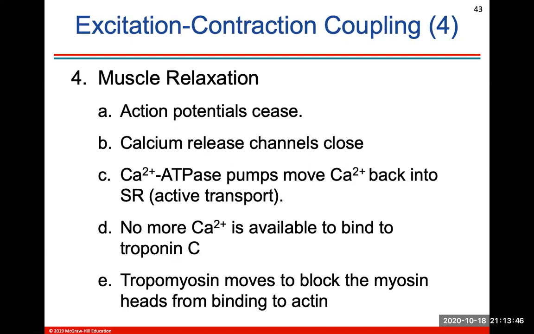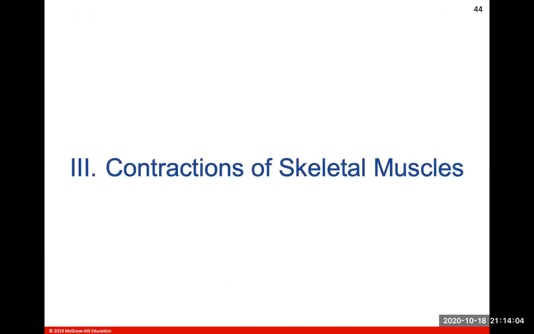The action potentials will stop, meaning there's no more stimulus going to that muscle. Calcium release channels close, and calcium will be pumped back into the sarcoplasmic reticulum. Because no more calcium is available to bind to troponin, the tropomyosin moves back to block all of those myosin heads from binding to actin.